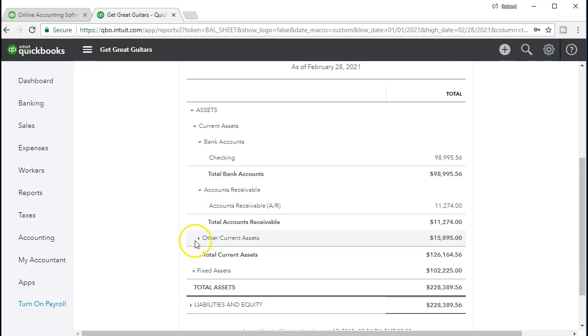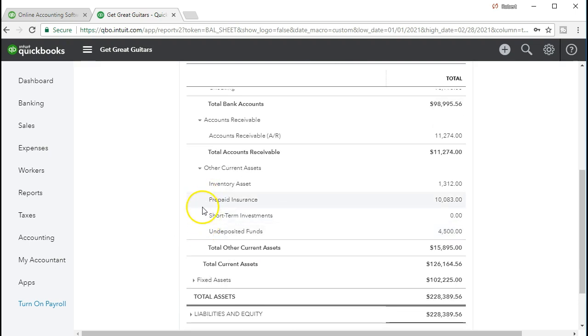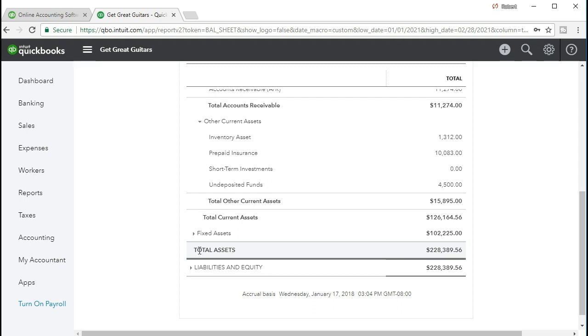And then we have other current assets if we select that item. We have the inventory, we've got prepaid insurance, short-term investments, and undeposited funds. We'll go over more of those items, what they are, as we construct our financial statements and enter data. I won't go into each one of those, but that gives us the total current assets, the fairly liquid assets, the assets that will be consumed fairly soon in order to help us generate revenue.